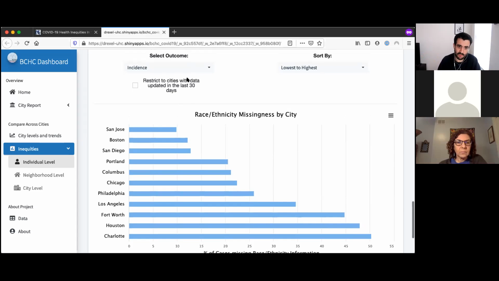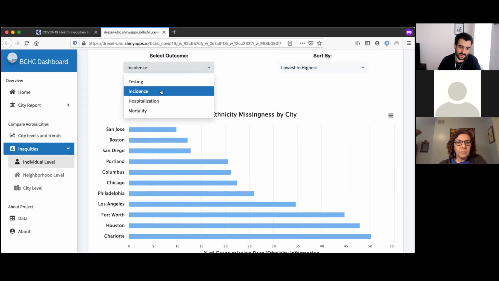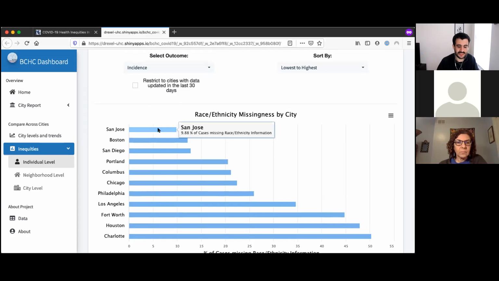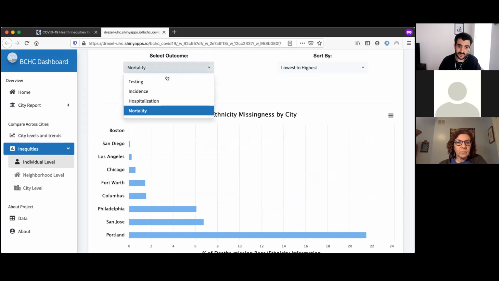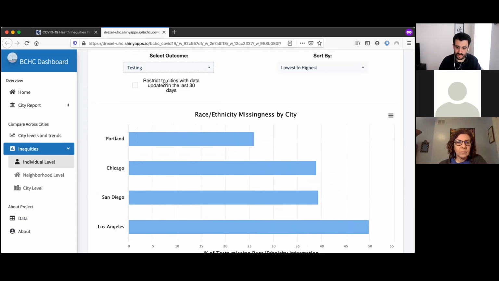In this case, what we allow people to see is select an outcome, for example, testing, incidence, hospitalization, or mortality. Here we see that in San Jose, there is around 10% of cases with missing race and ethnicity, and this number is around 22% in the case of Chicago. Also, if we look at mortality, we see, first of all, good news, that the numbers tend to be lower. If we look at testing, there are far fewer cities that report this, and those that report it acknowledge that there is a high level of missing data in the case of tests. For example, it varies between 26 and 50%, which is pretty high.